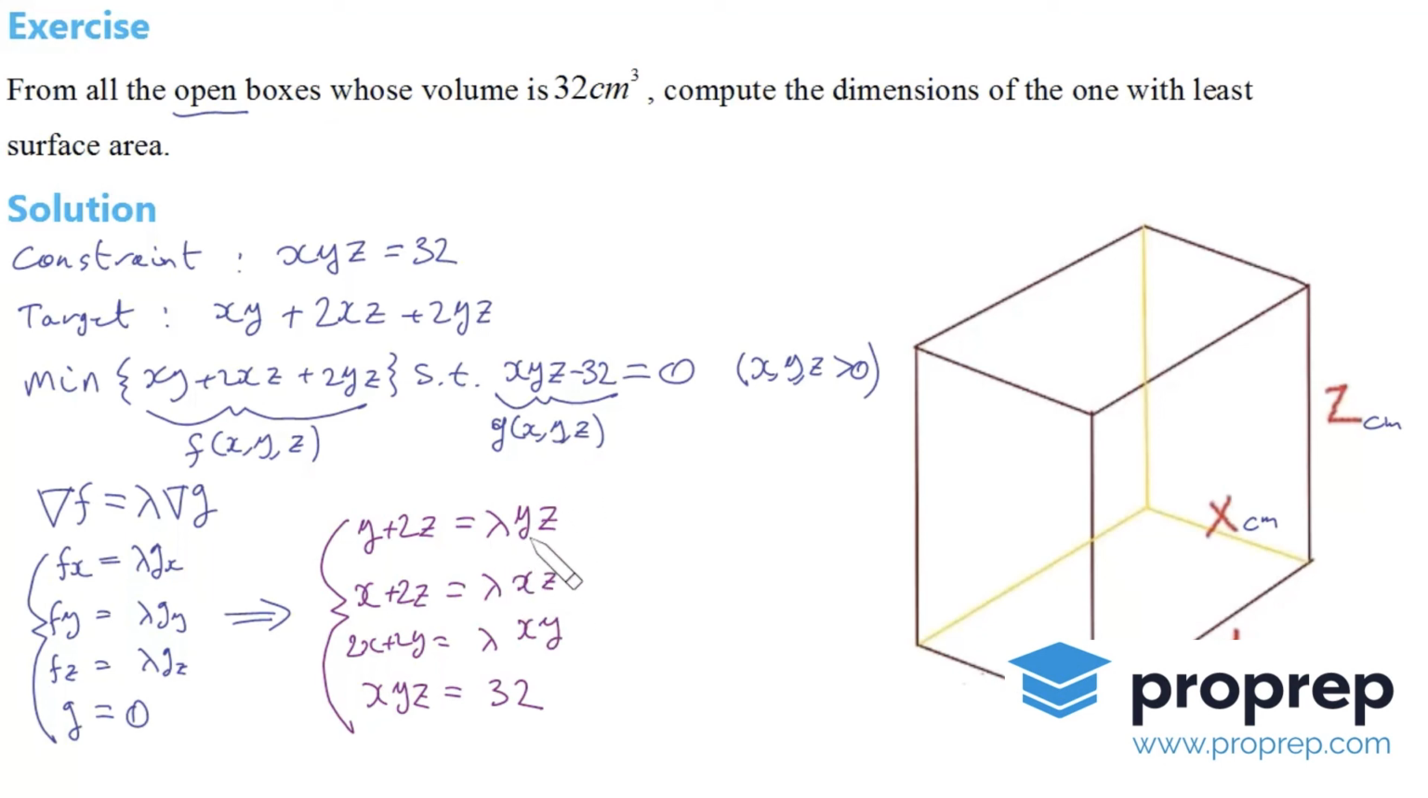Just like in the case of two variables, x and y, we can get rid of lambda by dividing one equation by another. Let's say we divide the first by the second. We would get y plus 2z over x plus 2z. So yeah, dividing first by the second equals lambda yz over lambda xz.